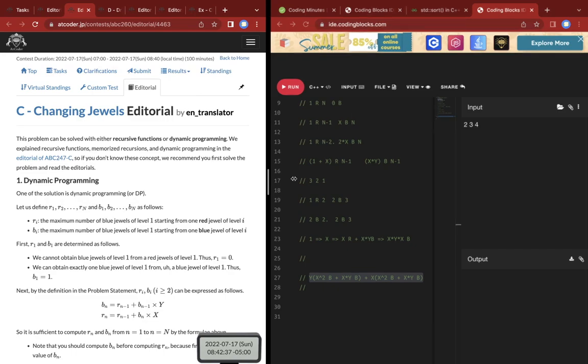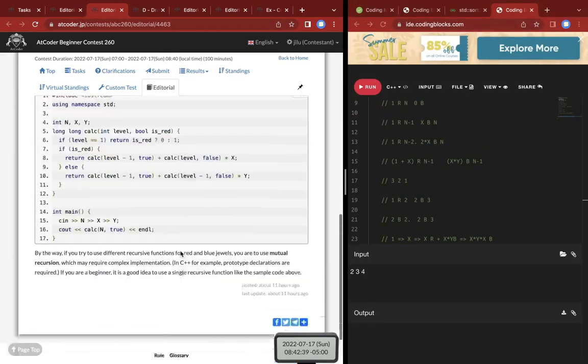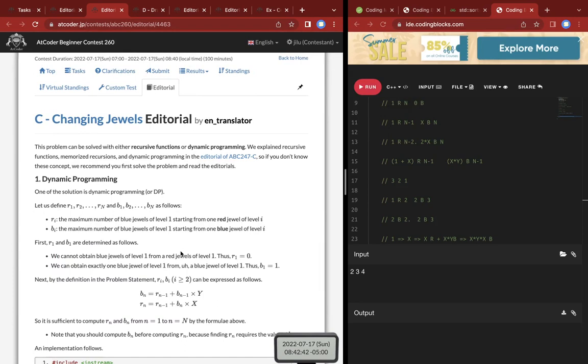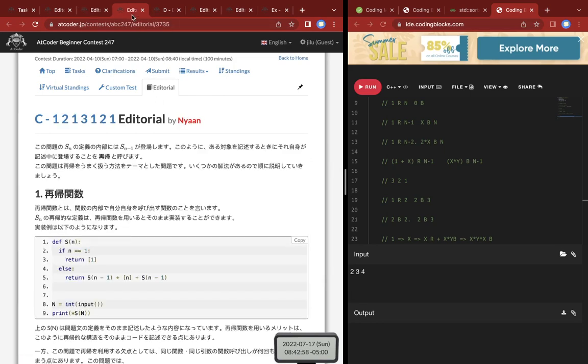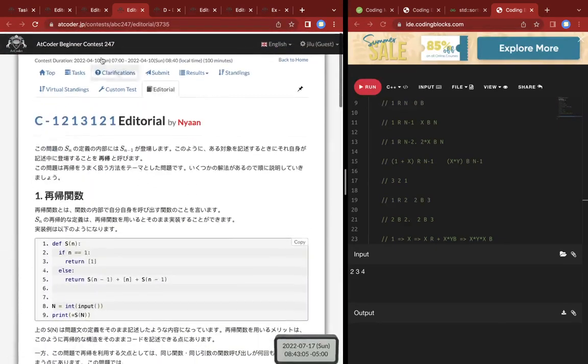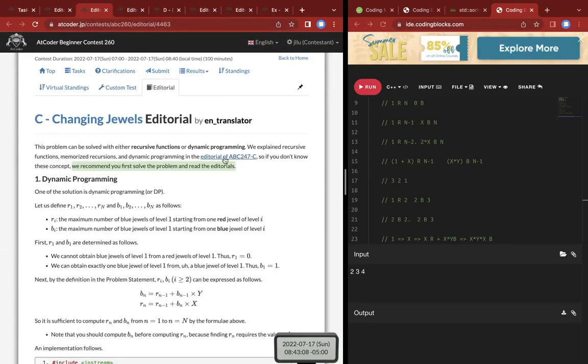DP. Okay. Let's read this. This problem can be solved by either recursive functions or dynamic programming. We explained recursive functions and memoized recursion in the tutorial of ABC 247. So if you don't know these concepts, we recommend you first solve the problem and read the tutorials. I'm not gonna see this. This is in Japanese. Please help me. Should have given it in English. Okay, so one of the solutions is DP.